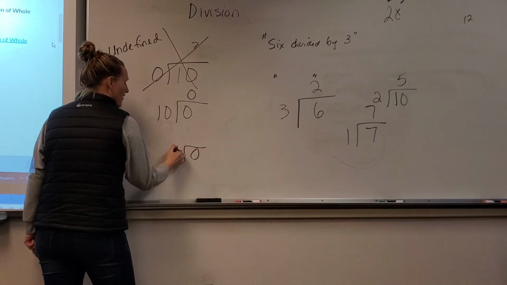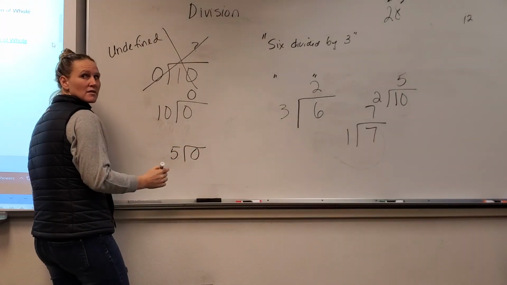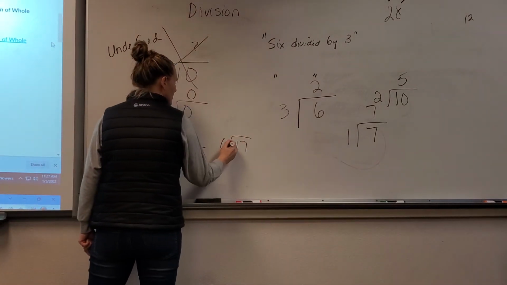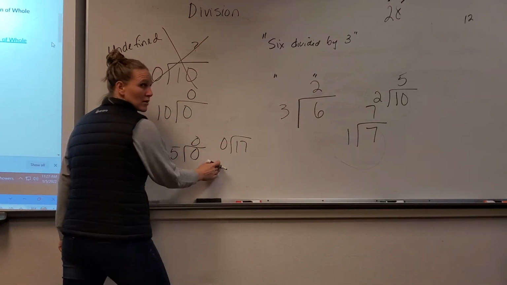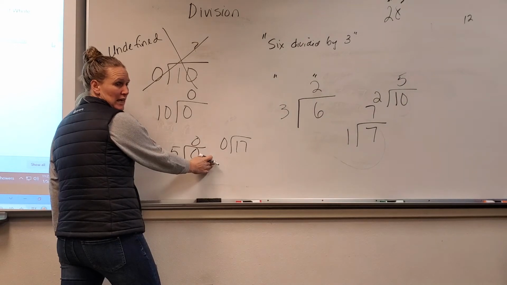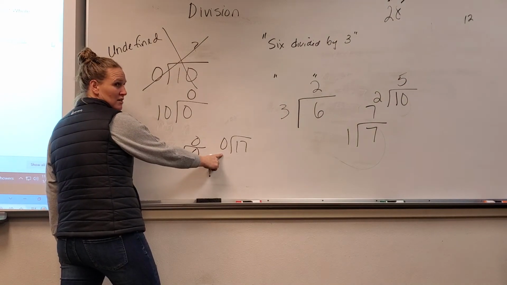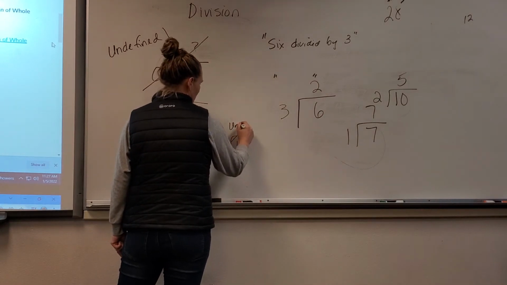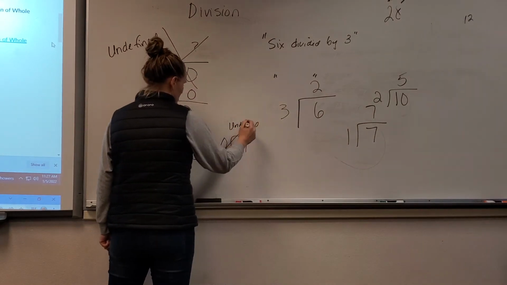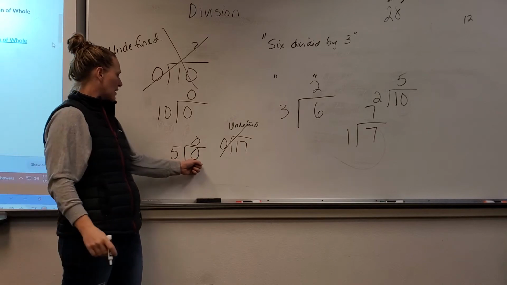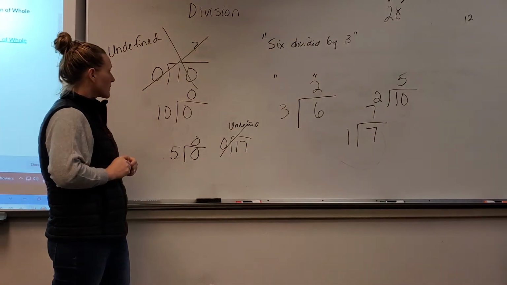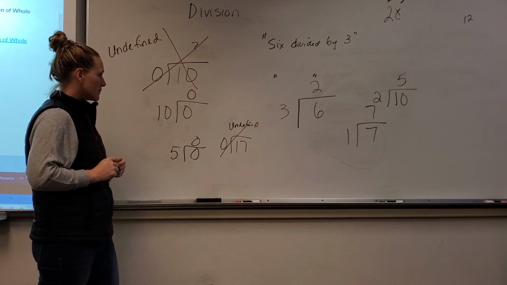0 divided by 5, 0. 17 divided by 0, I'm sorry, what is 17 divided by 0? The tricky one. You can't. Undefined. You can only have 0 inside the division box. Okay.